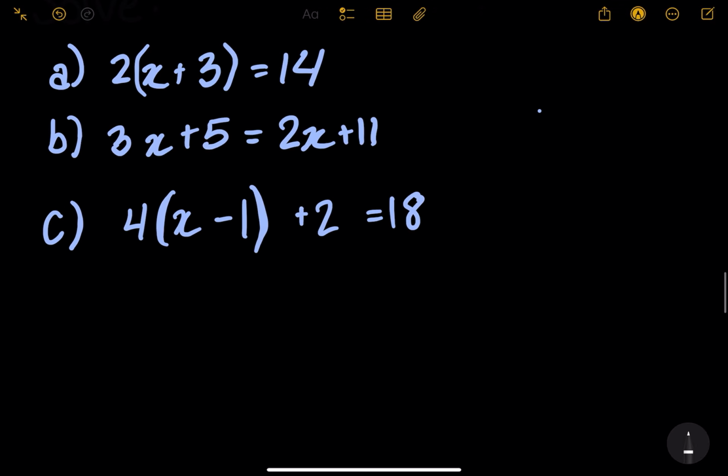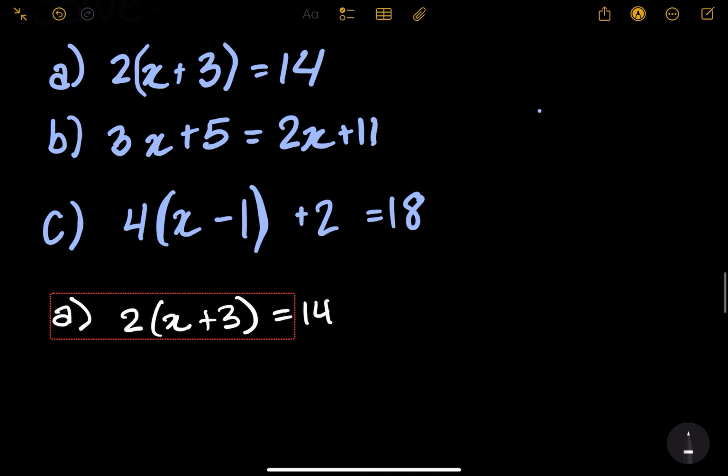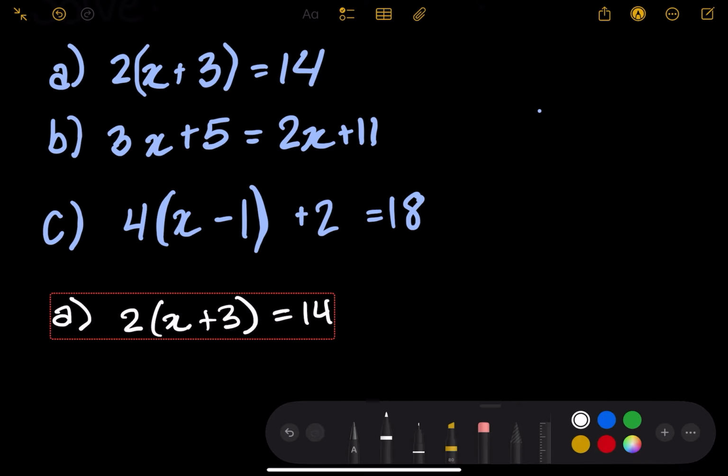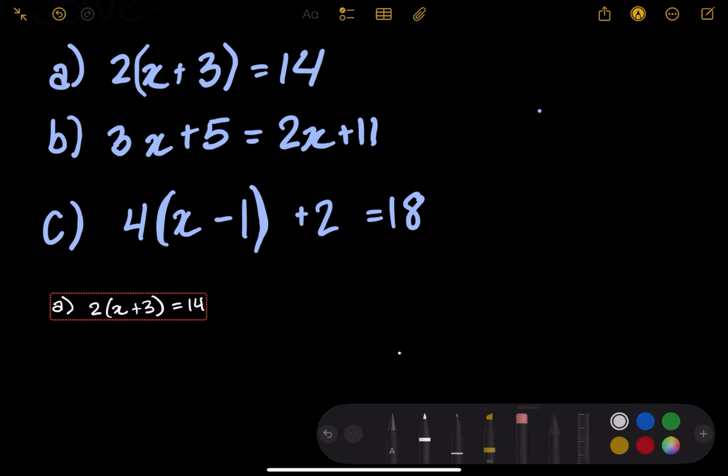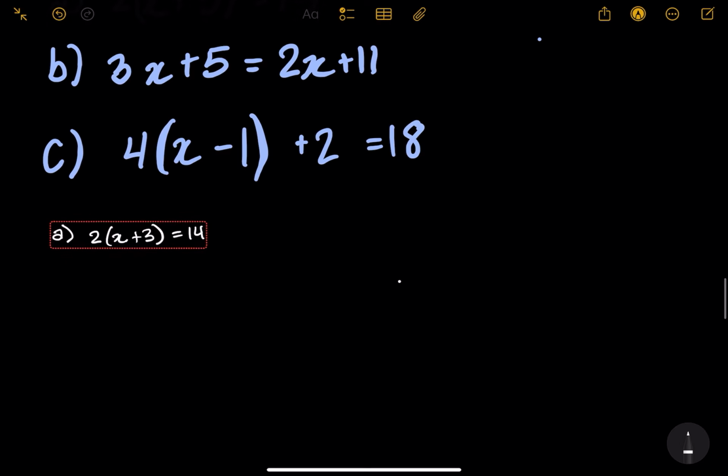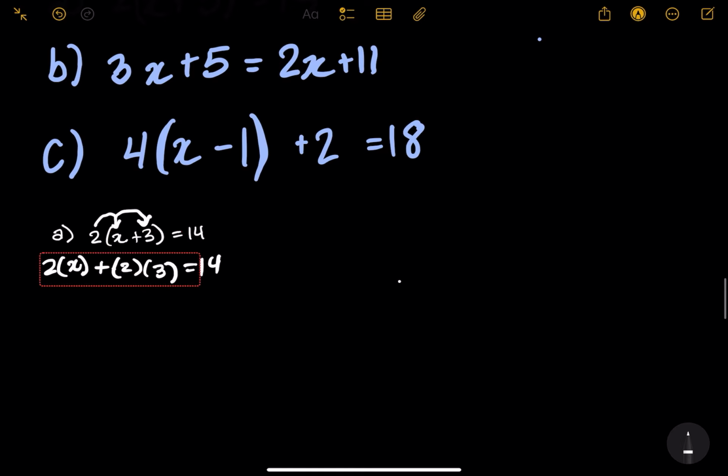Okay, so we're going to solve each of these. I'm going to start solving 2(x + 3) = 14. Let me make that a little smaller. So what we're going to do here is first take the 2 and multiply it to each number inside of the parentheses. So 2 times the x plus 2 times the 3 is equal to 14. 2x plus 3 times 2, which is 6, is equal to 14.